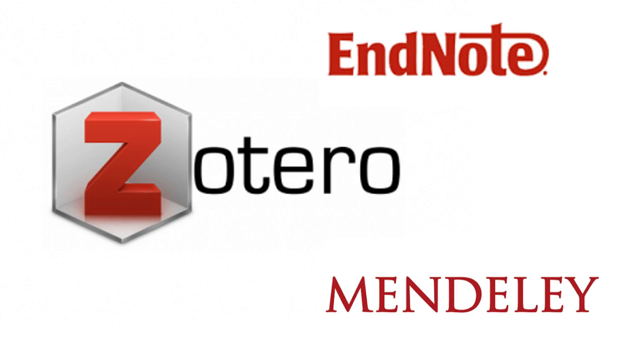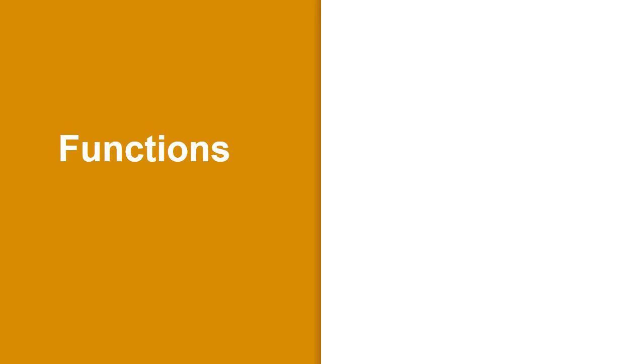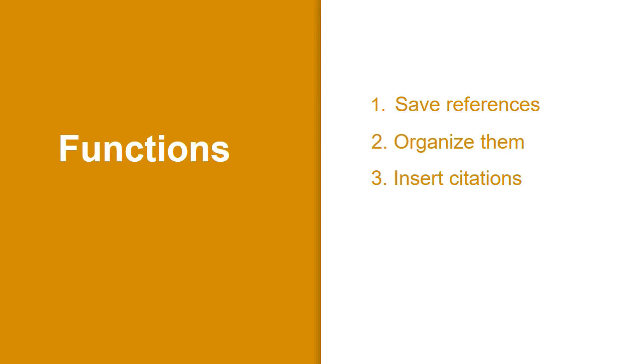There are several reference management programs to choose from. EndNote, Zotero and Mendeley are a few examples. The reference management programs have different characteristics, but the main functions are the same. You can use the program to save your references and to organize them. And they also let you insert citations directly into a Word document in the correct format, which is very practical.